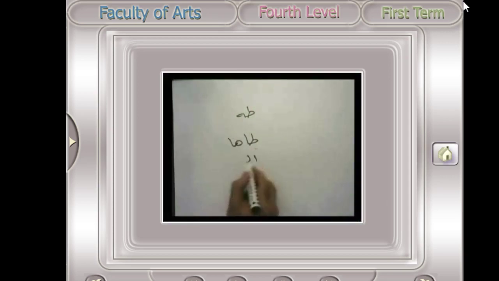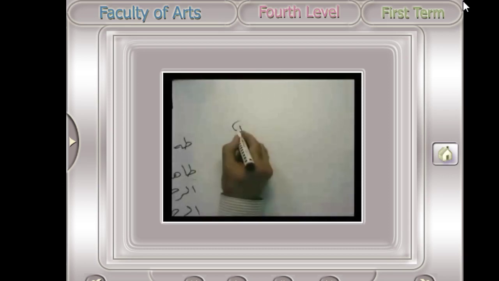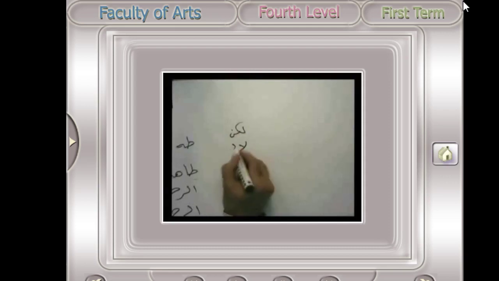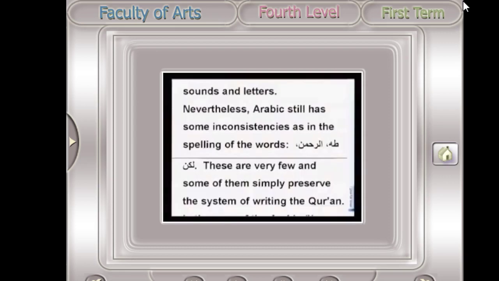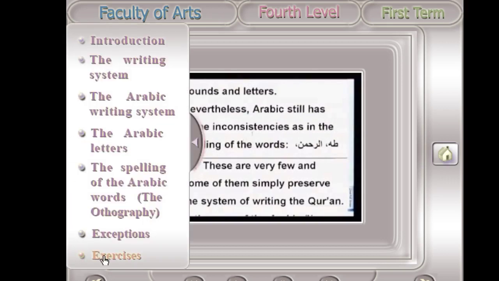And the Rahman, which we write like this, should actually be written like that. And the word Lakin, which we write like this, should actually be written like that. So this will prove something. In Arabic, there are also inconsistencies, but they are not very many. So there are some inconsistencies in the spelling. Now we move on to some questions here, how we can deal with them.